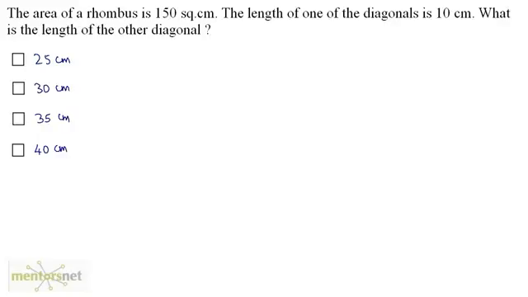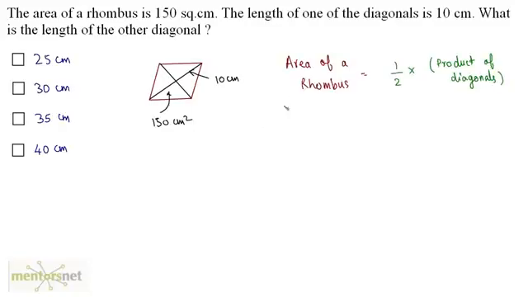The area of a rhombus is 150 square centimeters. The length of one of the diagonals is 10 centimeter. What is the length of the other diagonal? So the area of the rhombus is 150 centimeter square and one of the diagonals is 10 centimeter. Now what is the formula for calculating the area of a rhombus? Well, the area of a rhombus is half times the product of its diagonals.